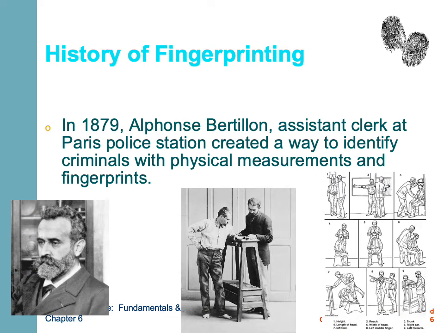1879, Alphonse Bertillon. He was an assistant clerk with the Paris police station, and he created a way to identify criminals with physical measurements and fingerprints. The criminal system was having trouble in determining the differences in certain criminals. So what they did is they took fingerprints, and then you can see in this picture here to the right, he took various measurements like height, wingspan, circumference of the head, and so forth.